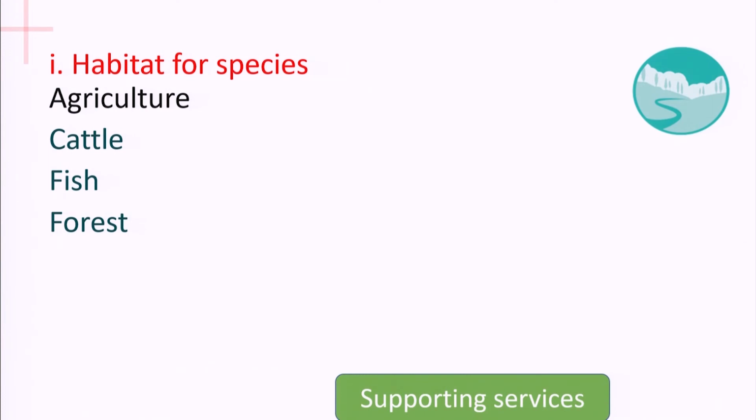Next, coming to the supporting services. Supporting services are those services which support the habitat, the species, both live species, the biotic and the abiotic. So, habitat for species is a supporting service. Maintenance of genetic diversity is a supporting service. Next, coming to the cultural services.